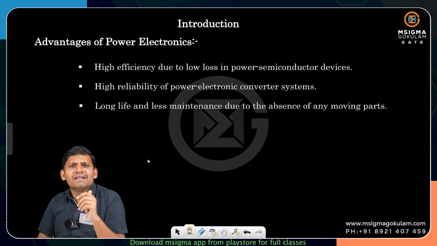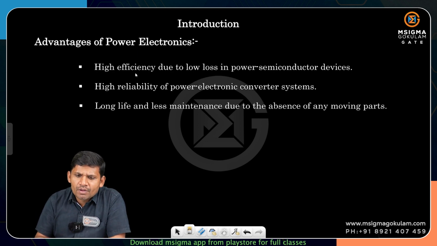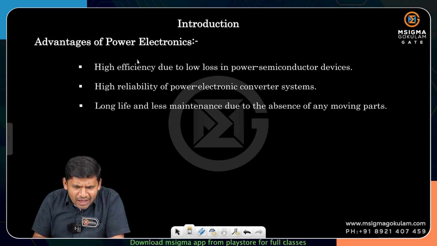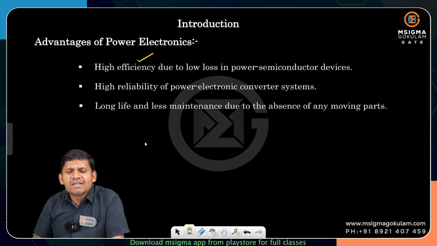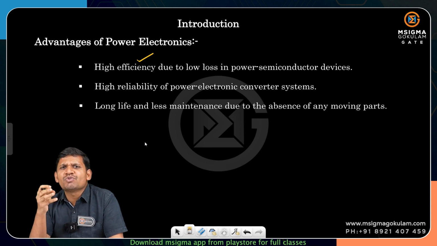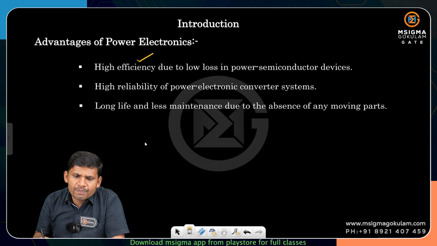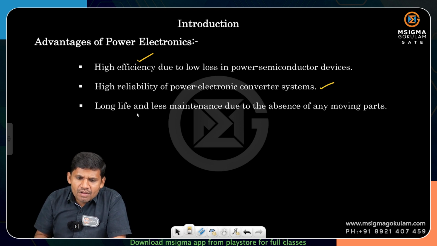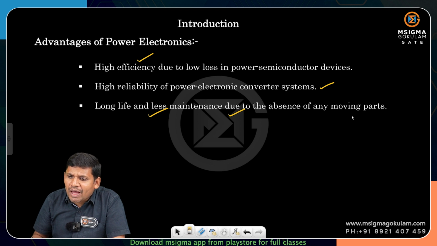Then what are the advantages of power electronics, students? I told already: high efficiency due to low losses in power semiconductor devices, because power semiconductor devices are used as switches. That's why power electronic circuits have high efficiency. High reliability, because it can work for a long time. Long life and less maintenance due to the absence of any moving parts.